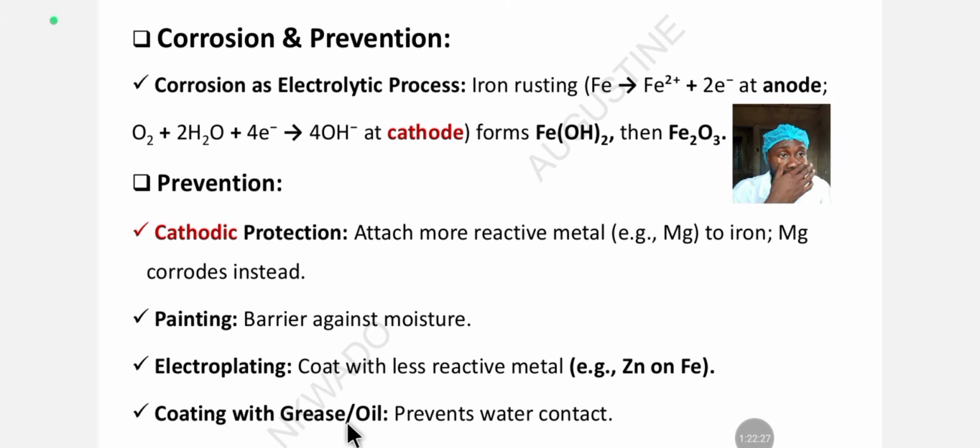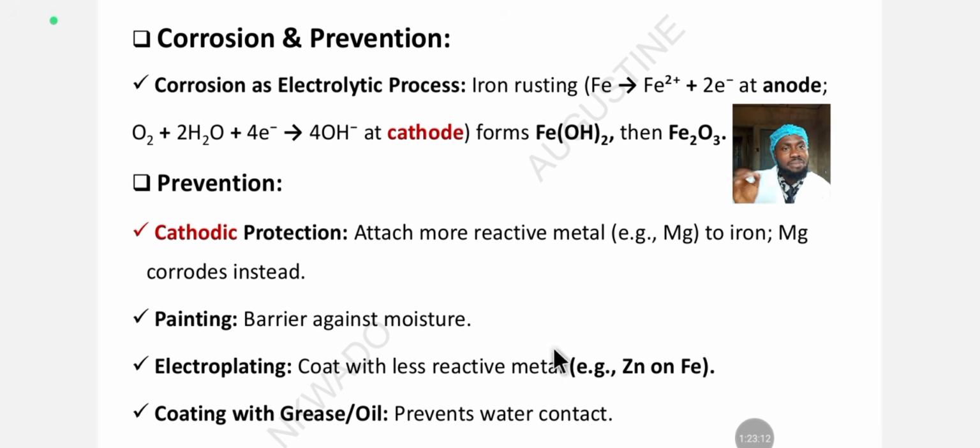All right. The final method of preventing iron rusting here is coating with grease or oil. So if painting can serve as a preventing measure, why can't oil or grease serve as a preventing measure? If you coat it with grease and oil, remember, for iron to rust, you need oxygen and you need water. So if oxygen and water can't come in contact with that iron metal, rusting will not occur because oxidation will not occur at the anode. So when you coat it with grease or oil, you prevent oxidation from occurring at the anode.